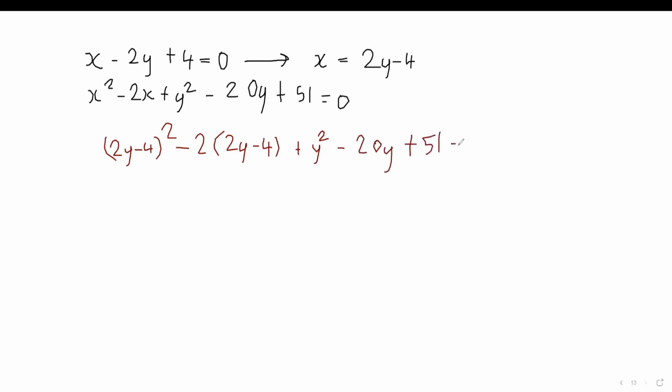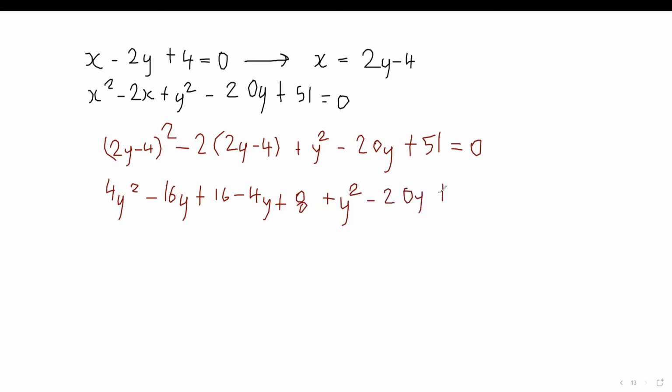All right, let us blow through this now because those are just quadratics. This works out to be 4y squared; twice the product of the two, 8 times 2 is 16, so minus 16y, plus 16. Then minus 4y, since 2 times minus 2 times 4 is plus 8, plus y squared minus 20y plus 51 equals 0. Cool. Now Marika, y squared and 4y squared is 5y squared.